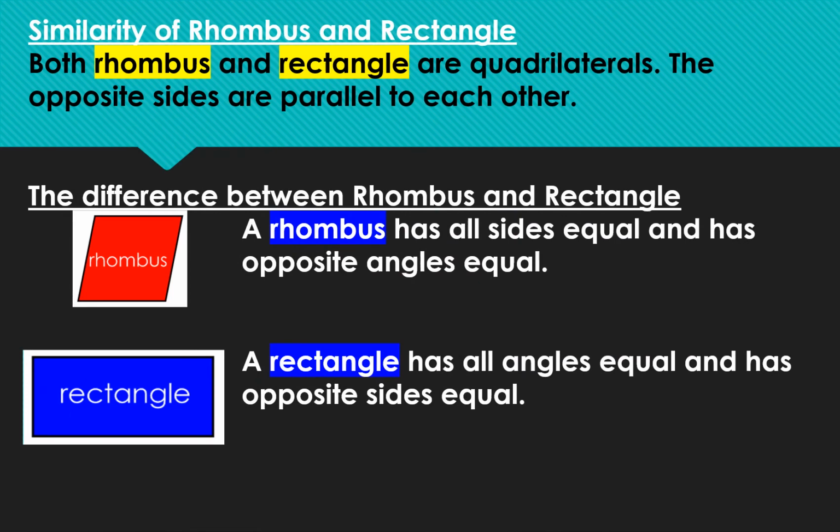The similarity of a rhombus and a rectangle: both are quadrilaterals, and the opposite sides are parallel to each other. The difference between a rhombus and a rectangle: a rhombus has four equal sides and opposite angles equal, while a rectangle has all angles equal and opposite sides equal.